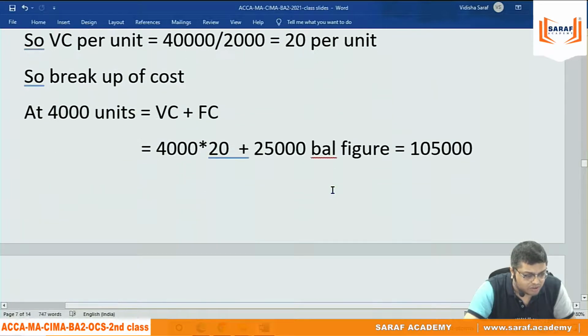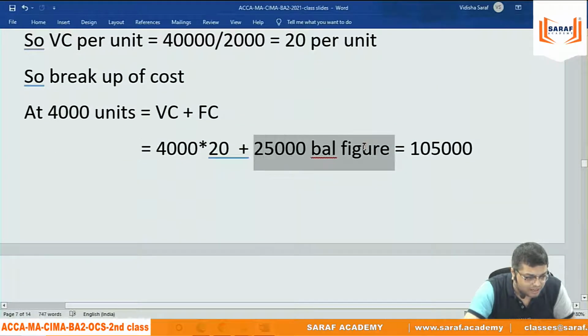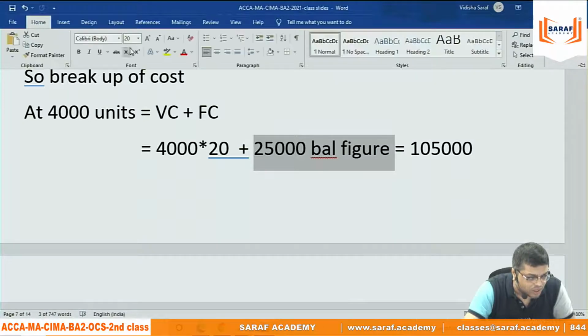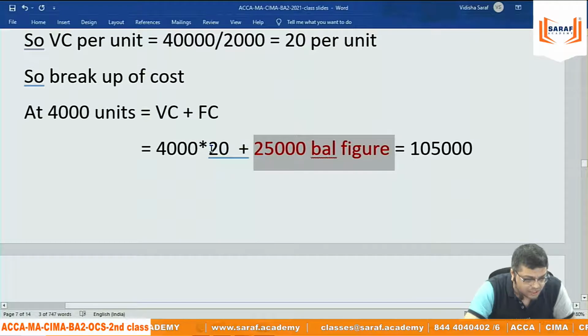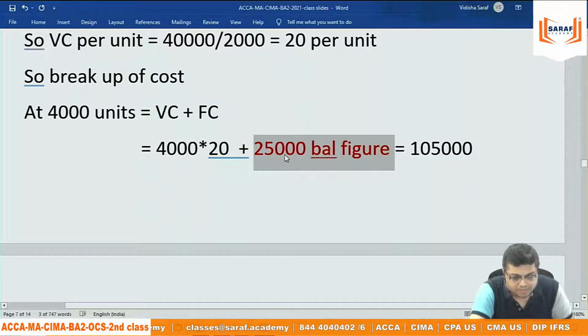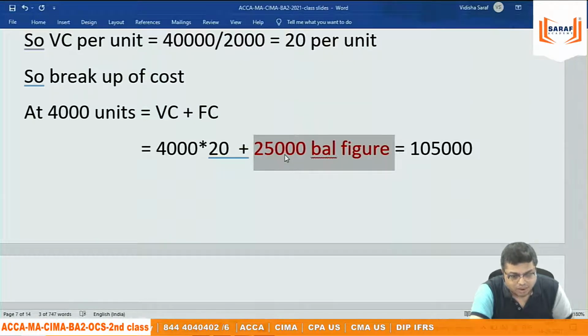I got this fixed cost as a balancing figure, I have written, because they have given the total cost 1,05,000. I know that the variable cost is 80,000. So 1,05,000 minus 80,000, 25,000. Because how will I calculate it?